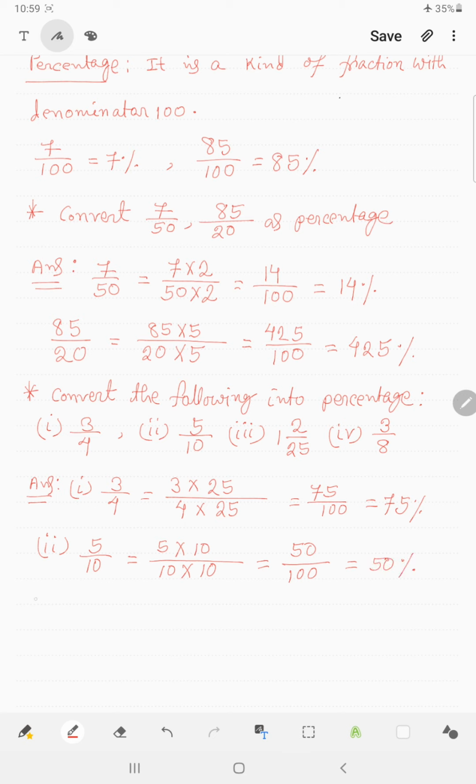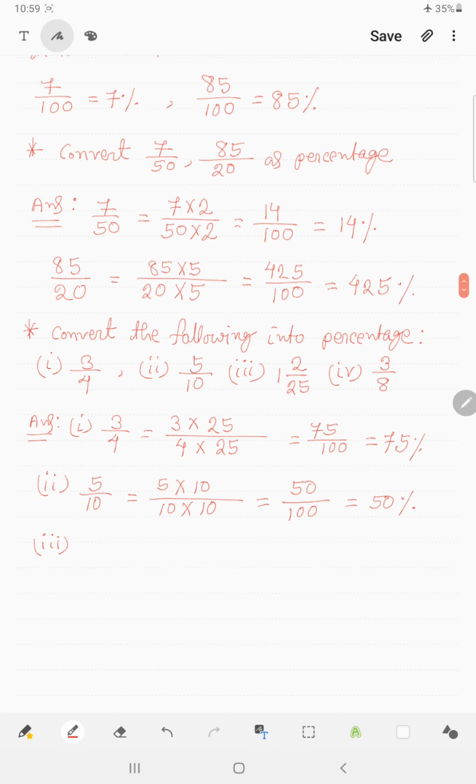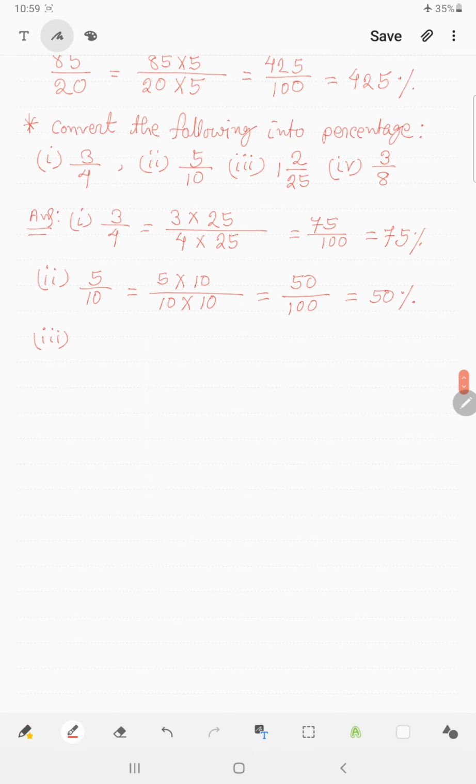Okay. Now you see in question number 3, I have given a mixed number. Then how will you convert this into percentage? I'm showing you. This one will be 1 whole 2 by 25. So this one will be 25 times 1 is 25, plus 2, 27. So 27 by 25. Fine.